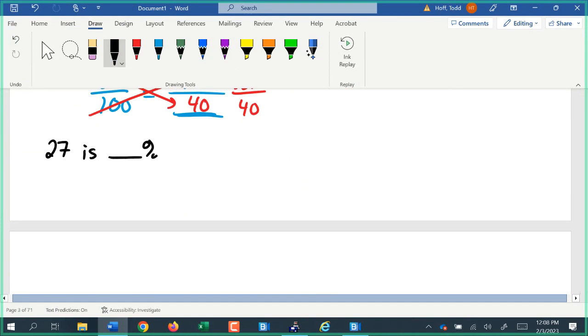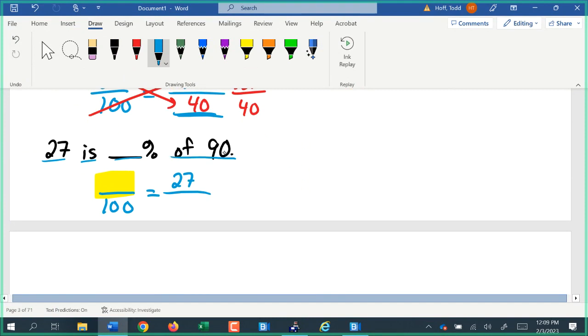27 is blank percent of 90. Here we're missing the percent. Now, in all the other problems, I started with the percent, but here we don't have it. But it doesn't matter. We're still going to start with the percent. It's just blank out of 100. We don't know what this number is. In this problem, that's what we're trying to find. On the other side, 27 is blank percent. That implies 27 matches up with that missing number. Of 90, again, read that as out of 90, implies the 90 goes on bottom.